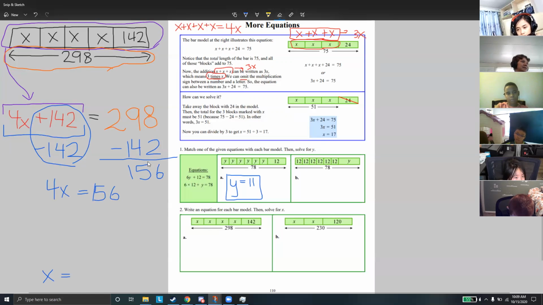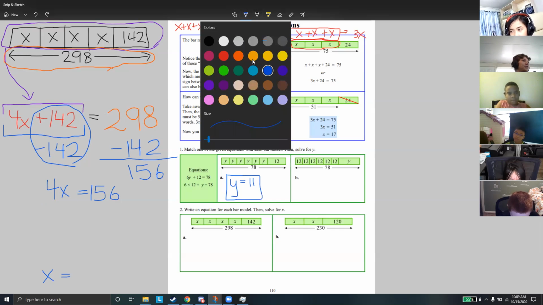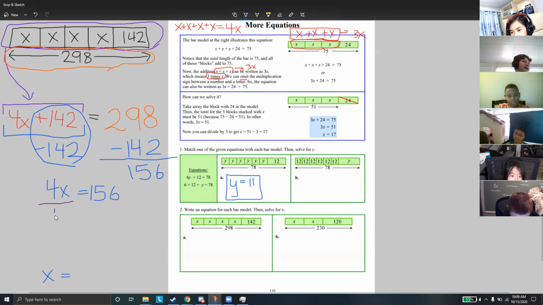And our last step is we don't want to know what 4x equals. We want to know what just one x is, not what 4 x's are, what just one x is. So in order to get rid of this x, we're going to divide by the number we're multiplying by. We want to get rid of the 4 times the x. And to get rid of that 4 times the x, we can divide both sides by 4. So that's what we're going to do. 4x divided by 4, 156 divided by 4. We already know what the left side is going to be.